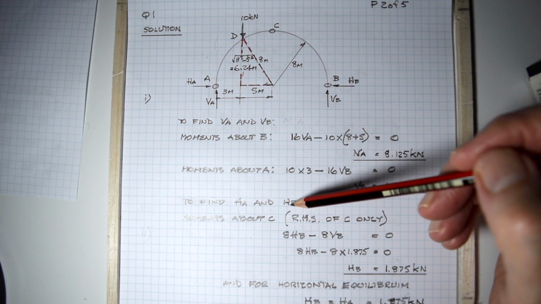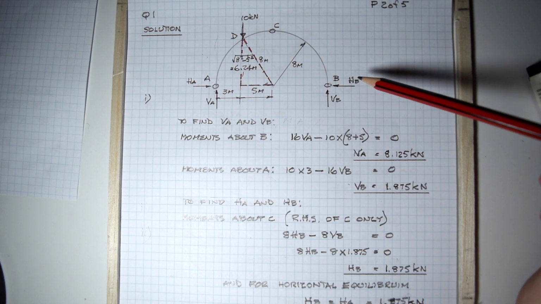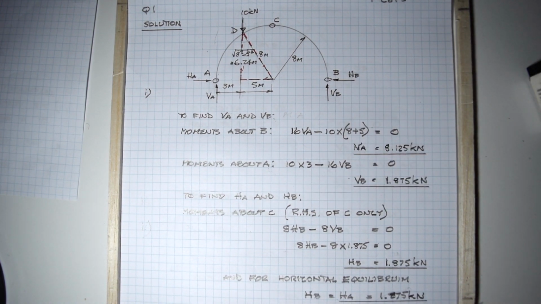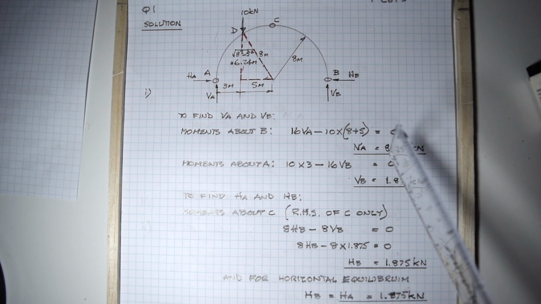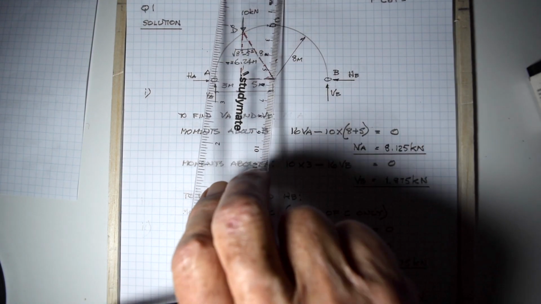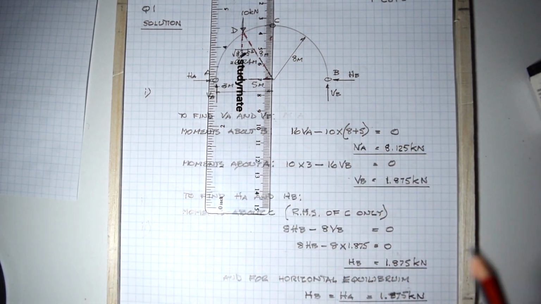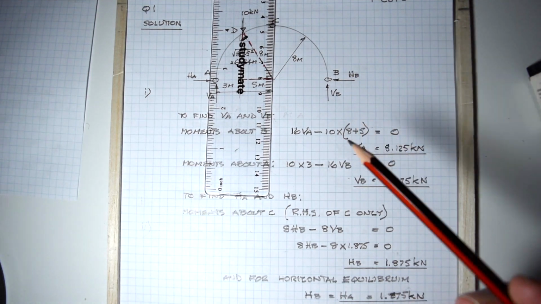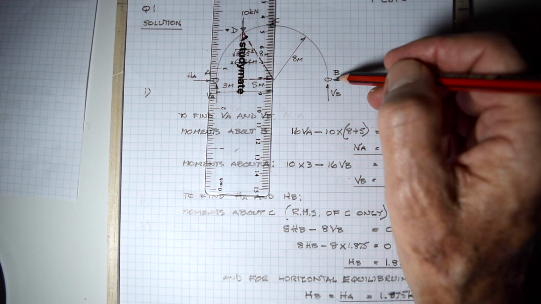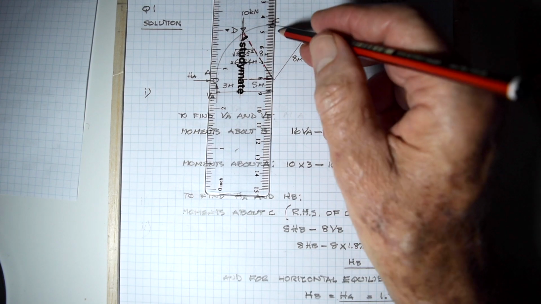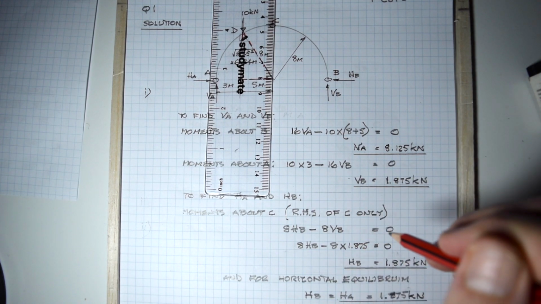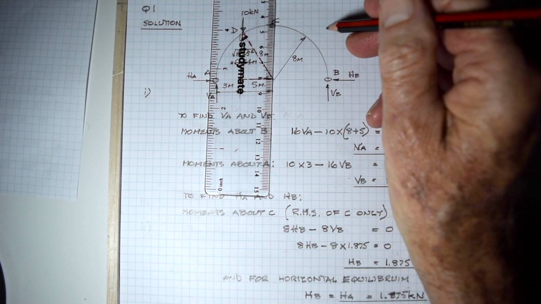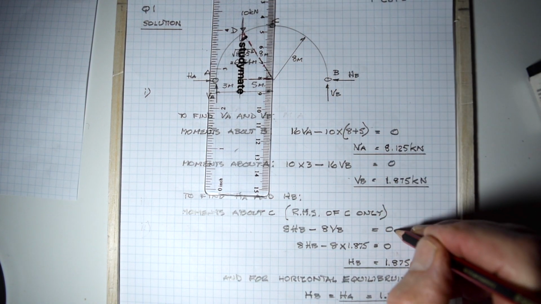To find HA and HB, those are the 2 horizontal thrusts, we're going to take moments about C, to the right hand of C only. So cover that up there. We have 8 HB going clockwise at a distance of 8 meters from there. 8 HB minus 8 VB, because VB is also 8 meters from C, equals 0.